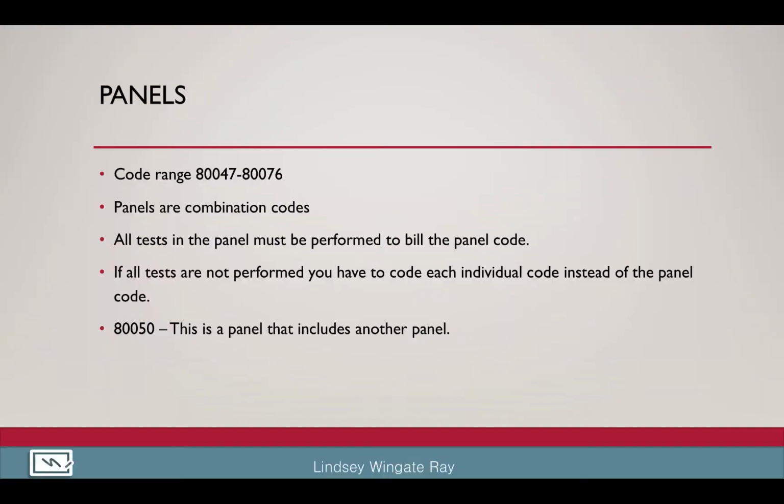Now let's talk about panels. This code range is 80047 through 80076. Think of panels as combination codes.